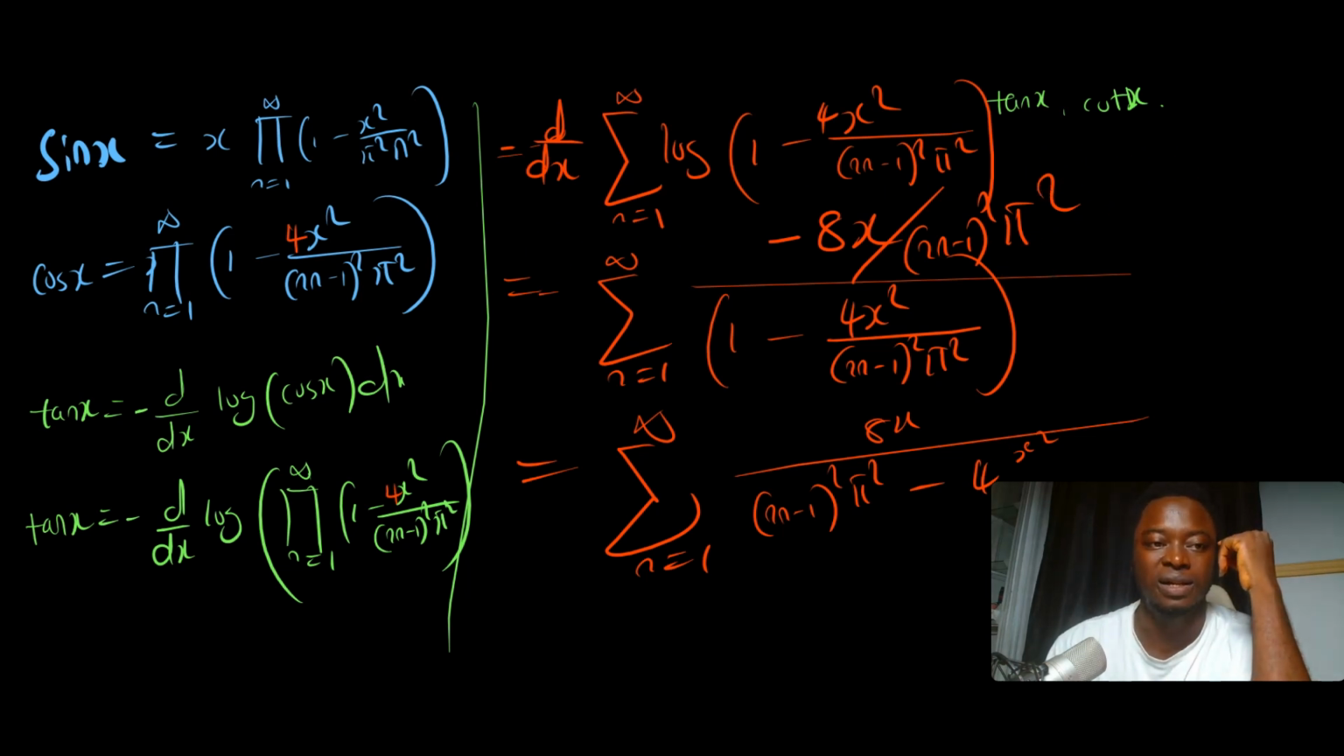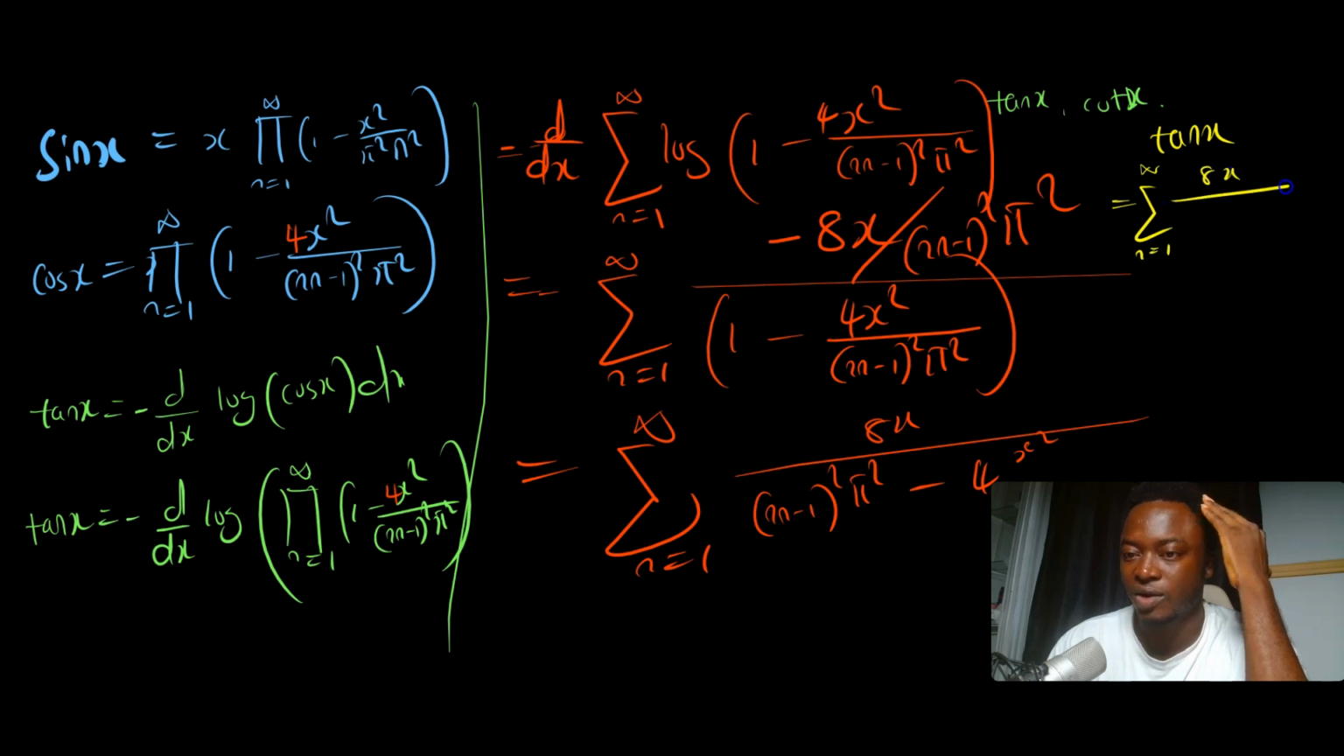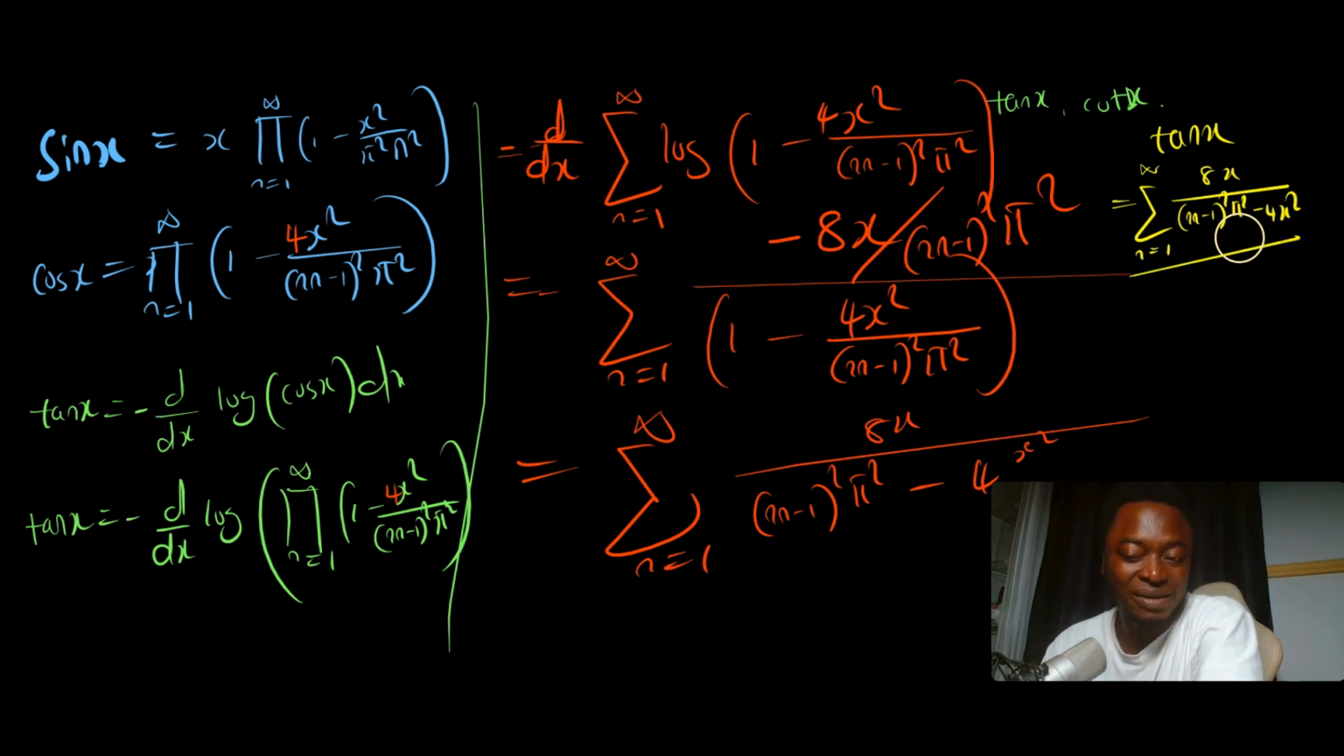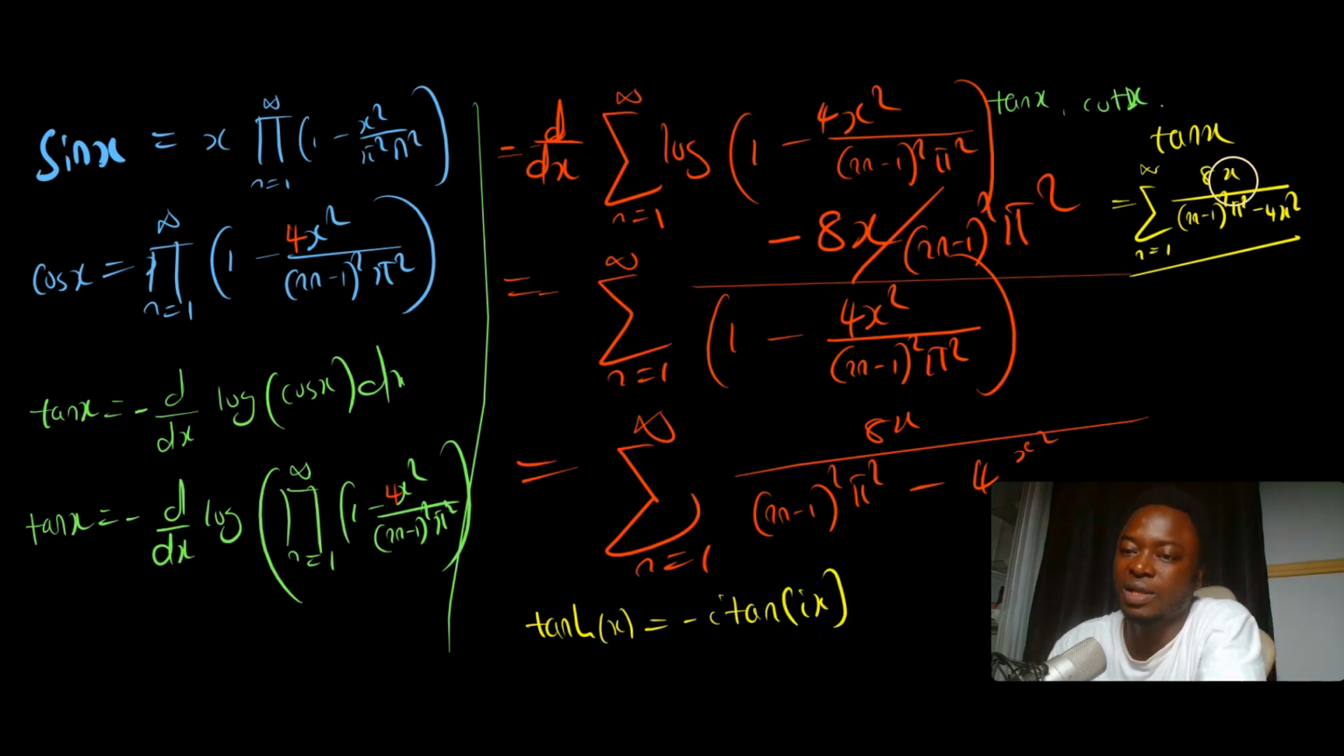So it is clear by now. We recognize that tan of x is the sum as n runs from 1 to infinity of 8x, all divided by (2n minus 1) squared pi squared minus 4x squared. This form is extremely useful for series. And you can also find the series for hyperbolic tan of x, because that would be negative i times tan of ix. So if you plug that in, you should obtain, okay, let's go to a fresh new page.